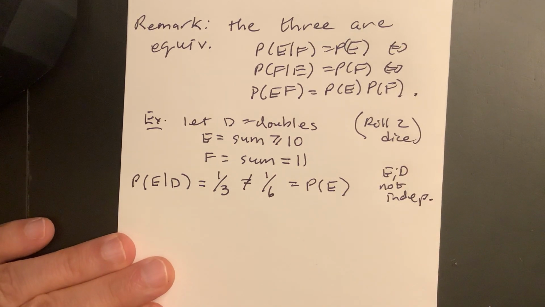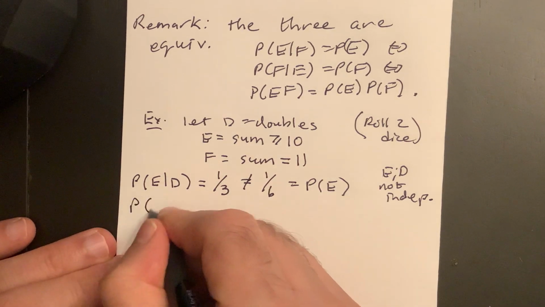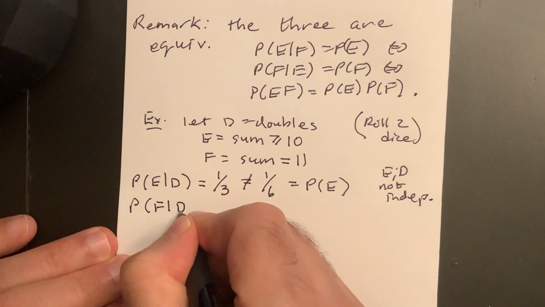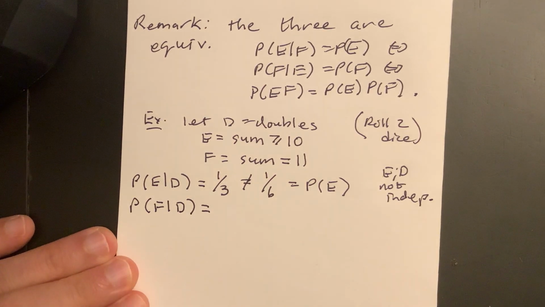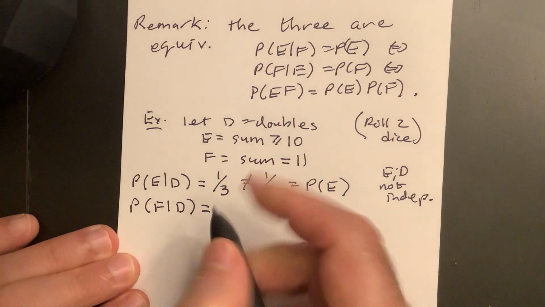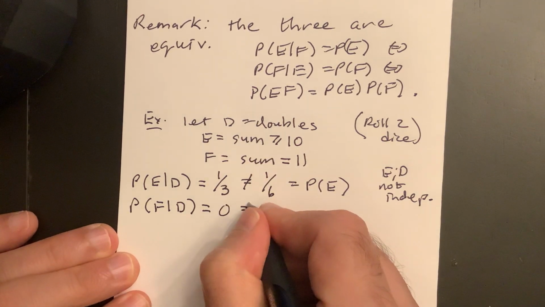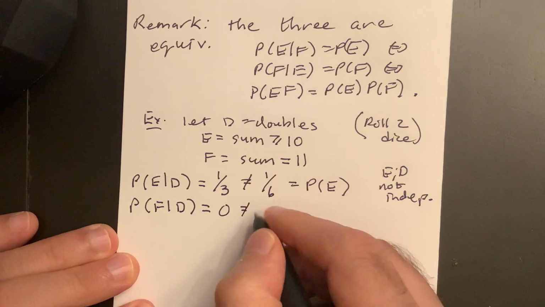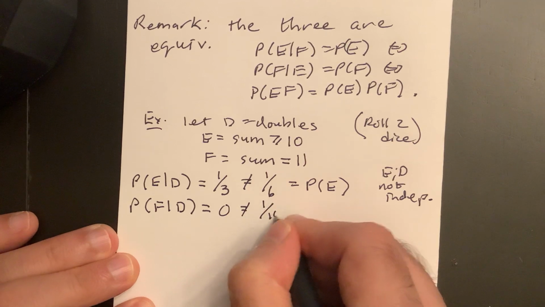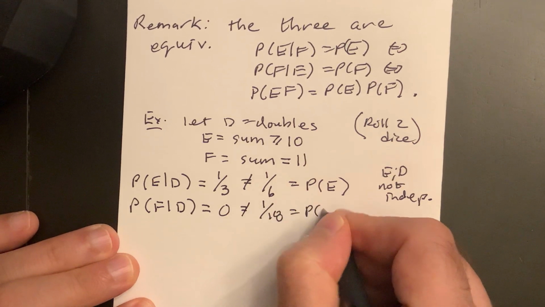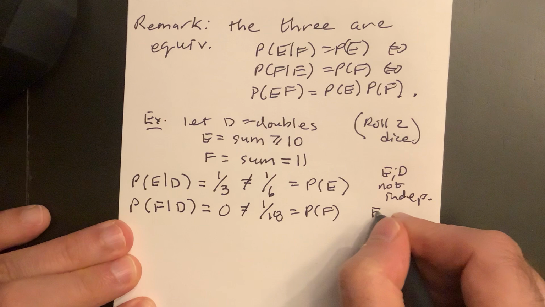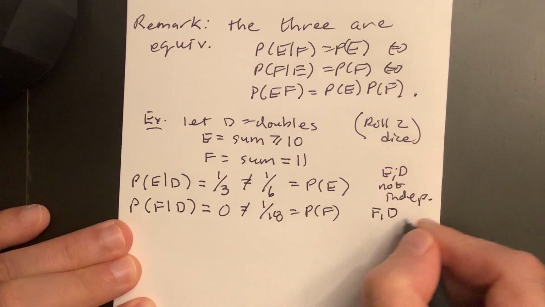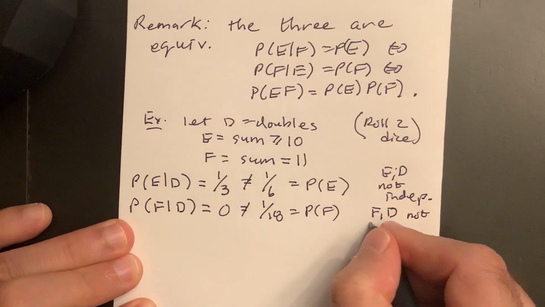All right, let's check the other two. What about D and F? Let's do F given D. What's the probability the sum is 11 if I've rolled doubles? This is 0. So this is clearly not equal to 1/18, the probability of F. So F and D are also not independent.